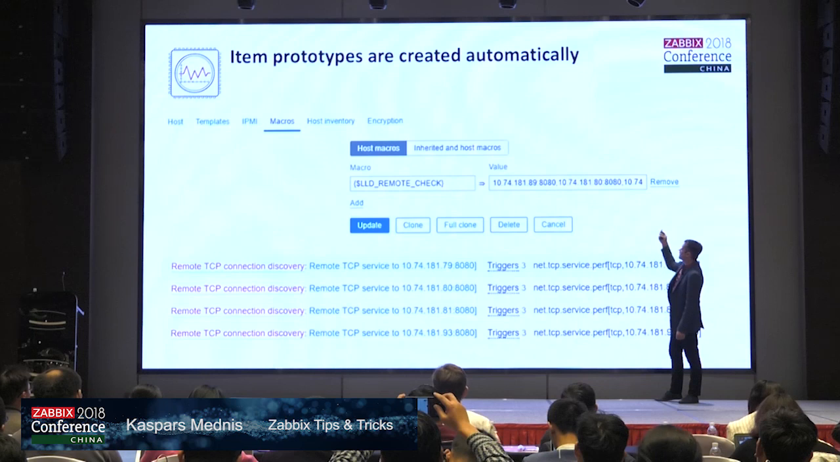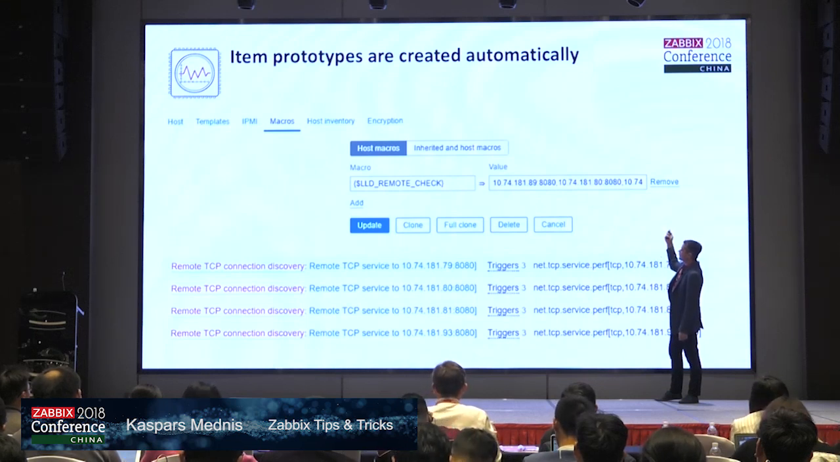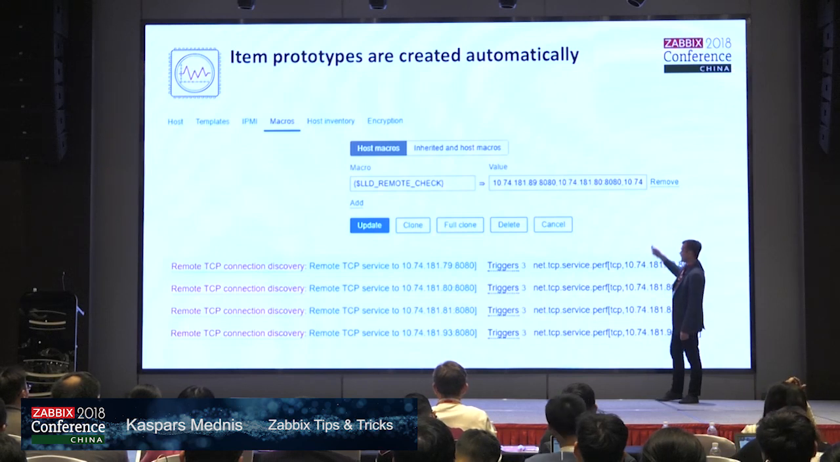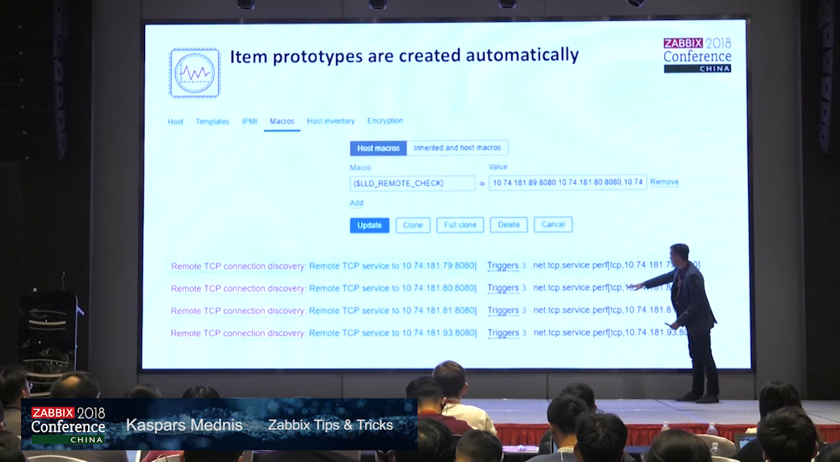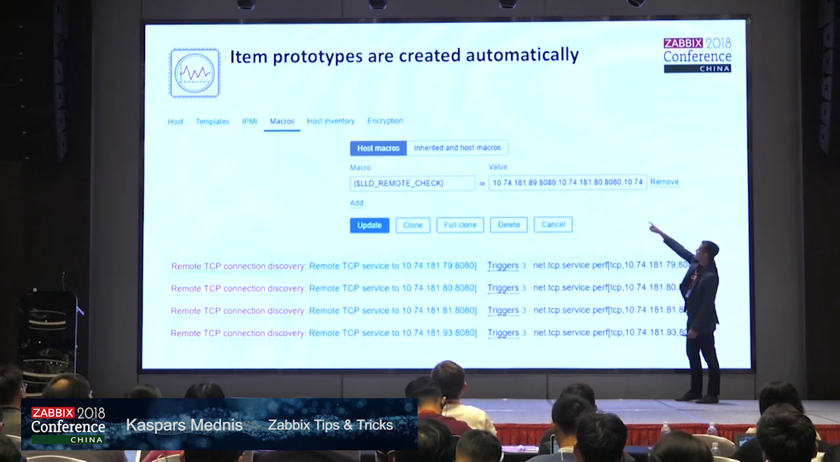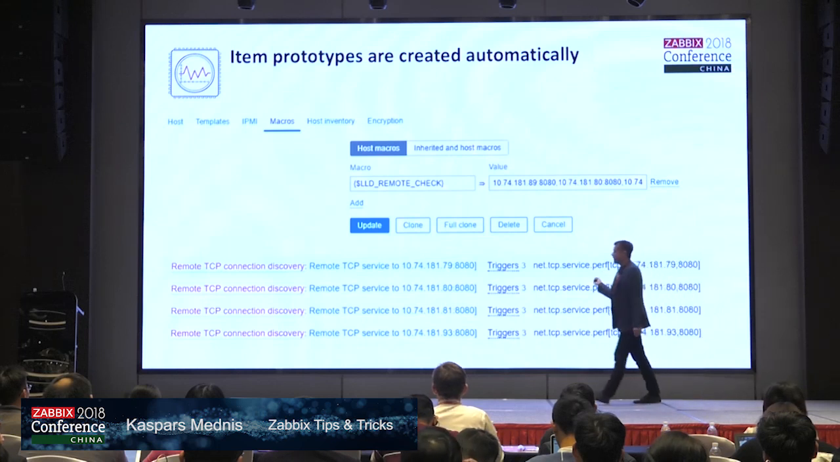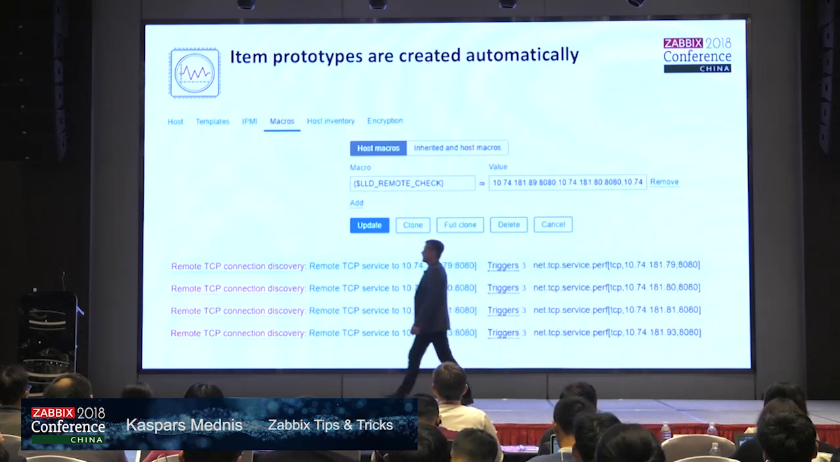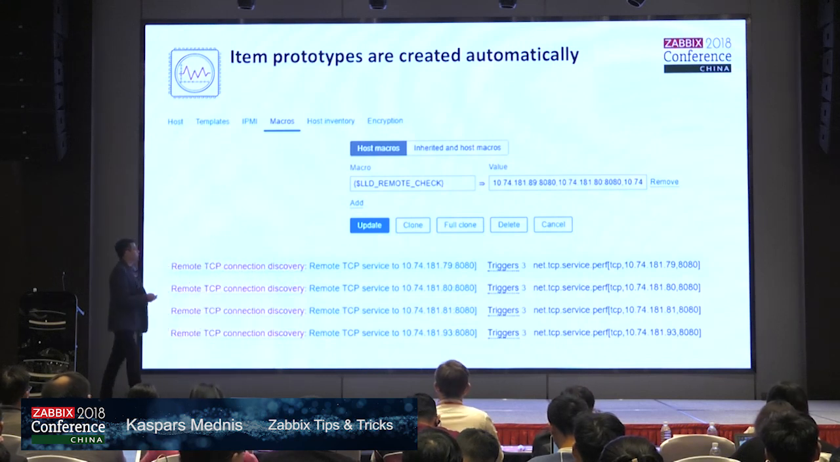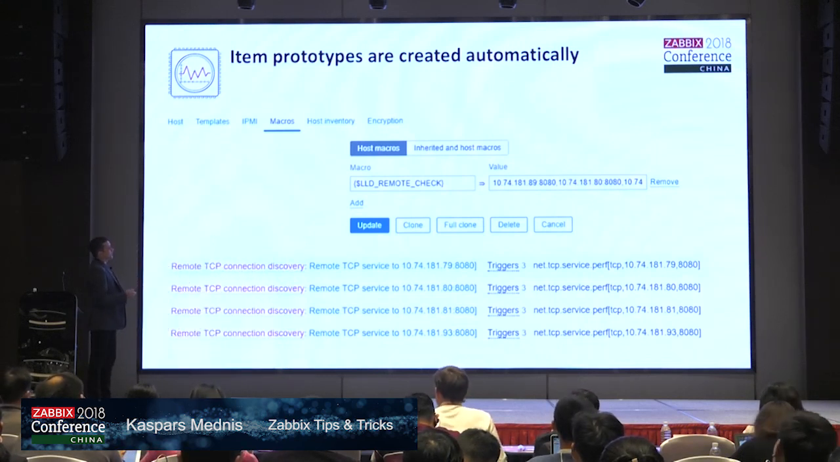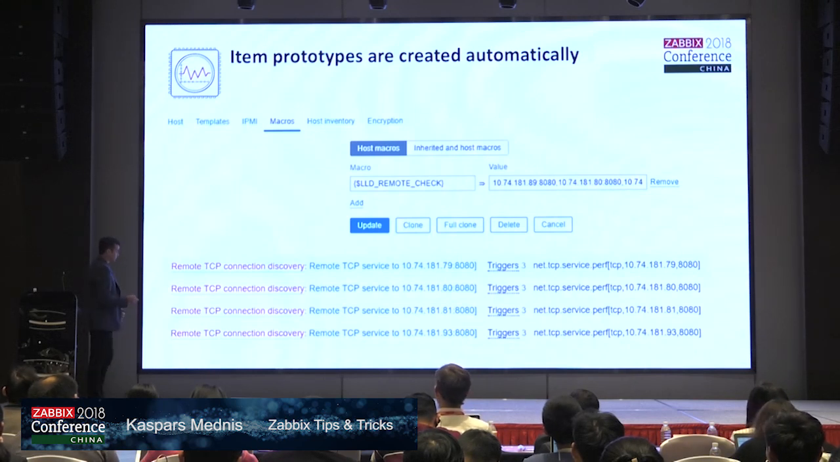So if you need to add one more host to monitor, just extend it and add to this user macro, and it will create a new item here. If you need to remove this one, just remove it from the macro, and this item will be removed. And this is really nice and effective because the Zabbix internal LLD mechanism is used here. So it will clear up unneeded items or add new items as needed.